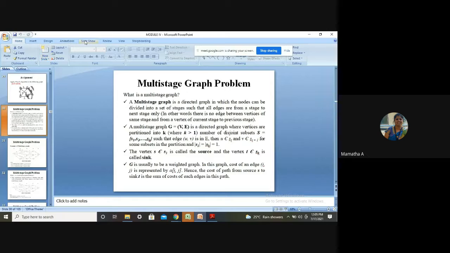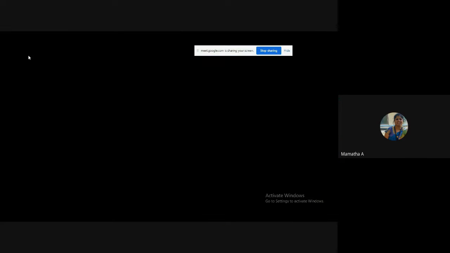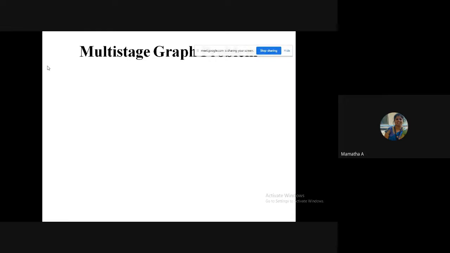Today's class we'll be discussing the problem called the multi-stage graph problem. So what is this problem? As you can see, there is something called a graph, so definitely there is a problem dealing with graphs, and there is something called a stage. The graph is divided into stages. We will see what that is, and then what the problem related to the multi-stage graph is. First, let me tell you what a multi-stage graph is.